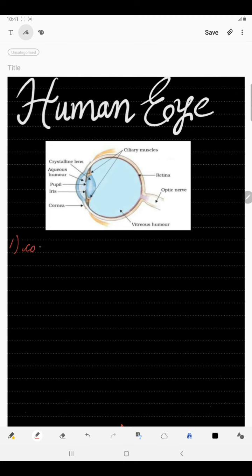So first part we have cornea. This cornea is the front part of the eye. It is made up of transparent substance and it is bulging outwards. This is the outermost membrane at which most of the refraction takes place. Most of refraction takes place at the cornea.